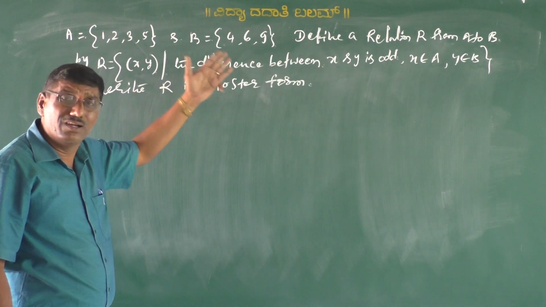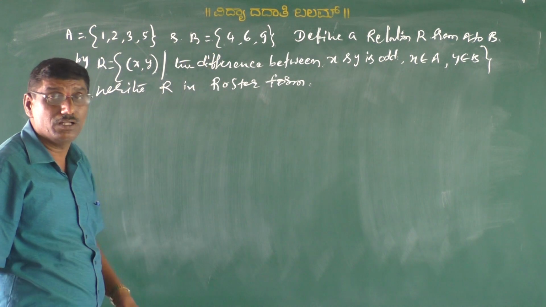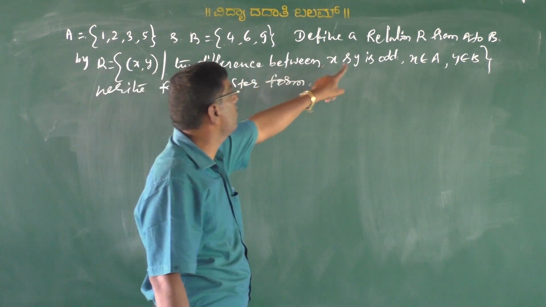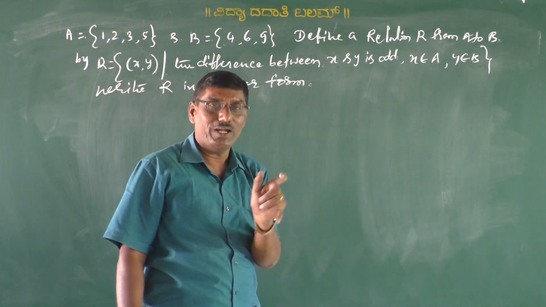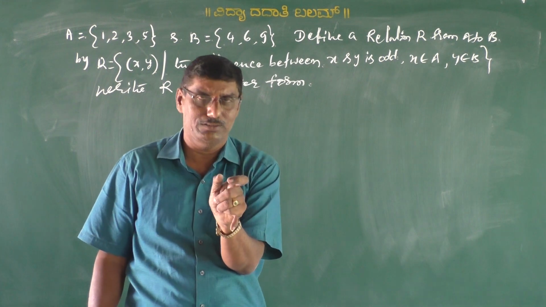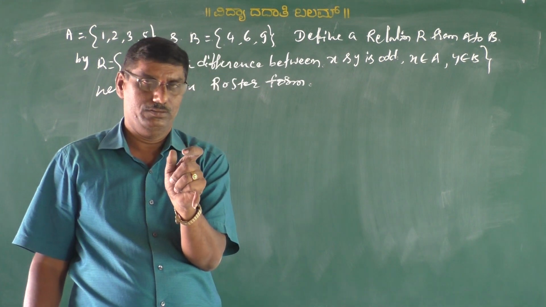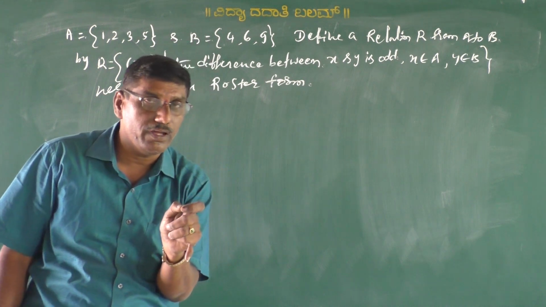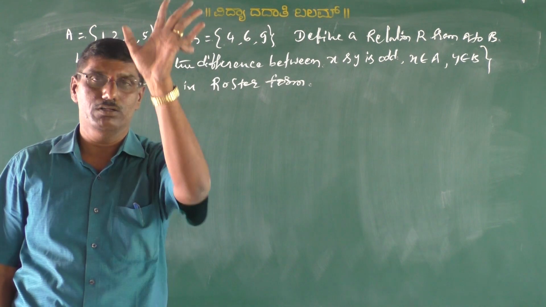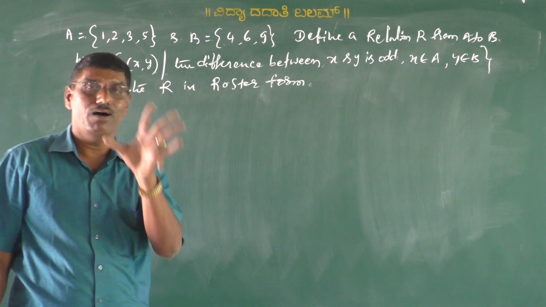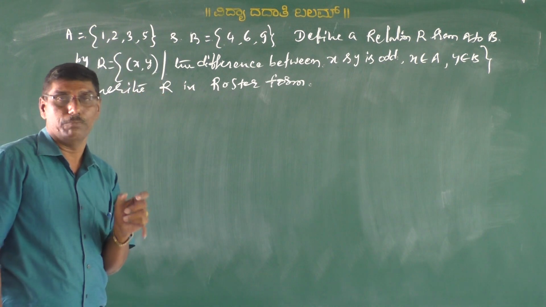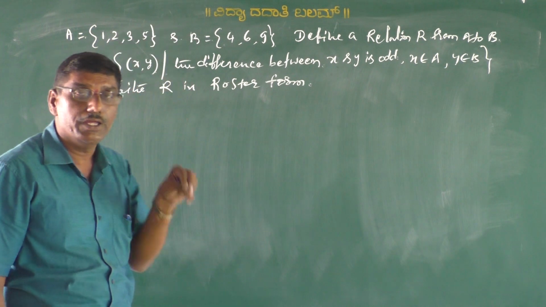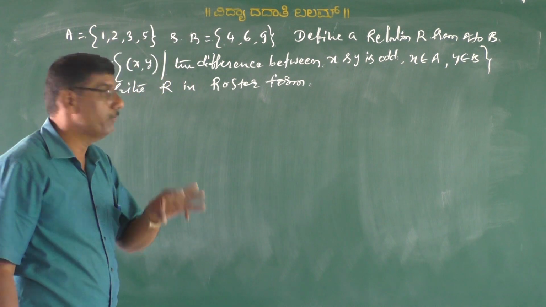Given condition: the difference between x and y is odd. You have to write the set of all ordered pairs. The difference between the first element and the second element of the ordered pair must and should be odd. Write the ordered pairs that come like that, in roster form.